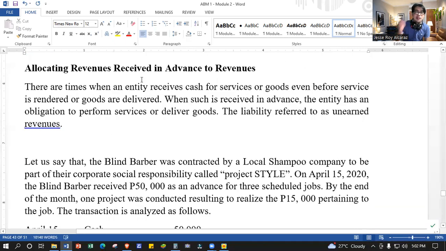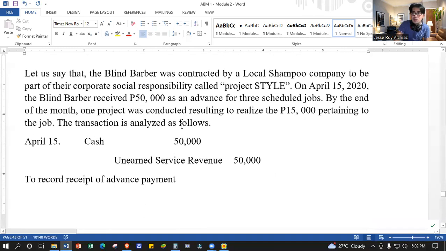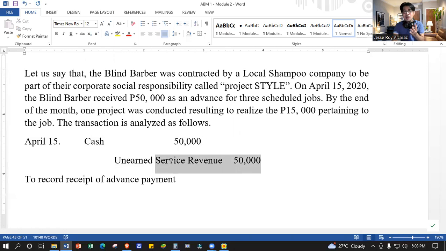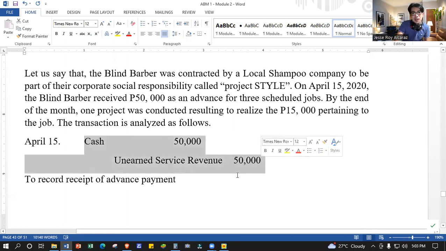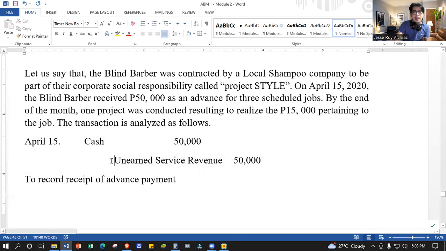Allocating revenues received in advance to revenues. You're familiar with this one, when we receive cash as an advance payment from our customers. Debit cash because we received it, say we received 50,000. But then again, we will not be recording service revenue because the only time that we record revenue under the accrual basis of accounting is if we have earned it. And it is earned if the goods sold have been delivered or the services have been rendered. So in this case, since it is still an advance payment, we record it as unearned revenue, a liability.